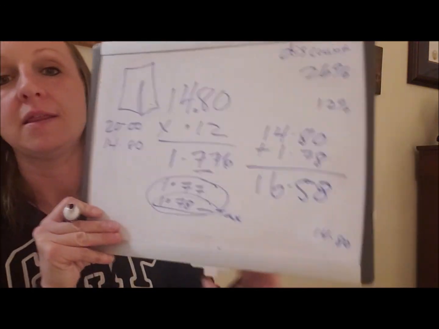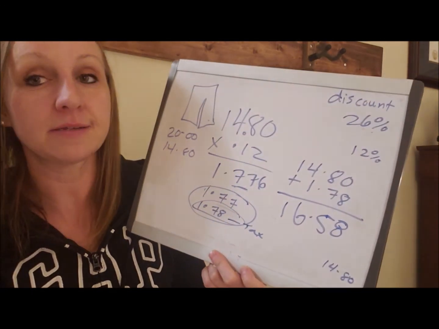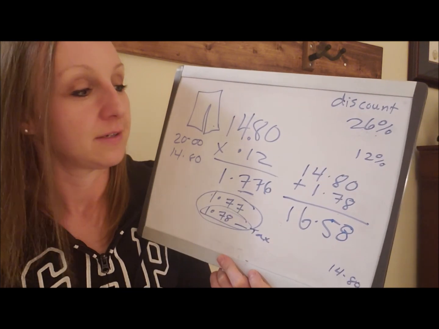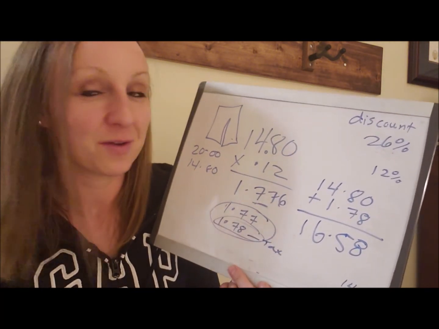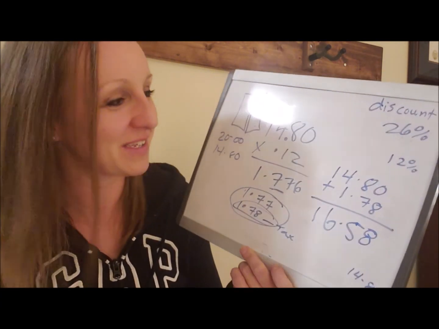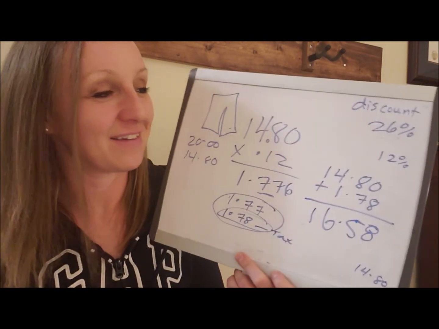$16.58. And that is how we calculate a discount and then tax. So hopefully that makes sense. You might want to maybe watch this a few times if it didn't make sense, or a totally different video if this one did not make sense. But hopefully that was clear, and good luck.